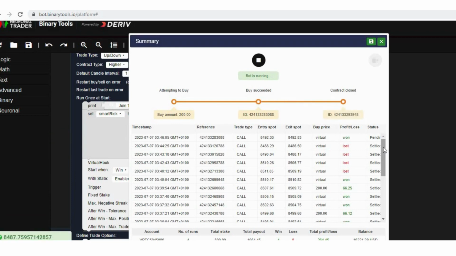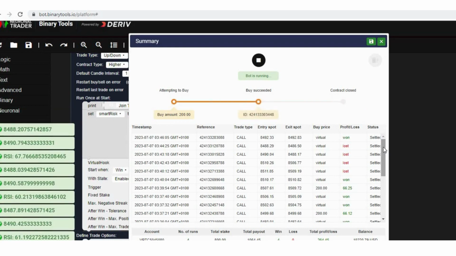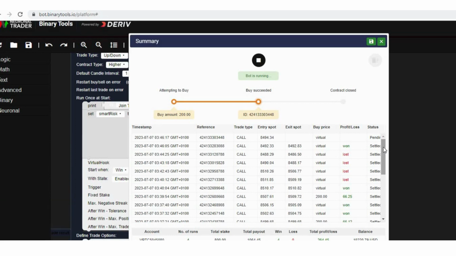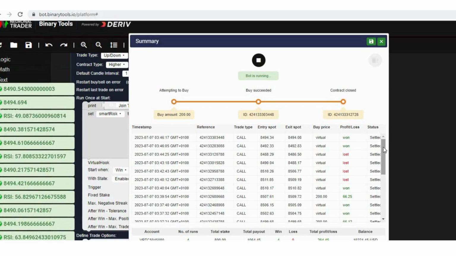All right, let's see. Okay, this is a win. All right, so let's see if this will also be a win. Then it will switch on to the real account. Let's watch out and see. Okay, so 2 wins now. We believe it will switch on to the real account. Okay, so let's see.